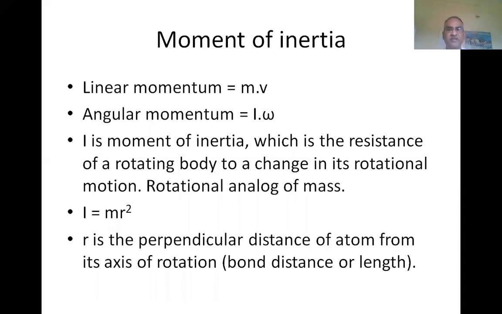So we should know it because we are dealing with rotating objects. So our objects here are rotating molecules. So moment of inertia from classical mechanics comes out to be I is equal to mr square. And r is the perpendicular distance of the atom from its axis of rotation. So that means it becomes bond distance or bond length, which is a very important parameter as far as chemistry is concerned.